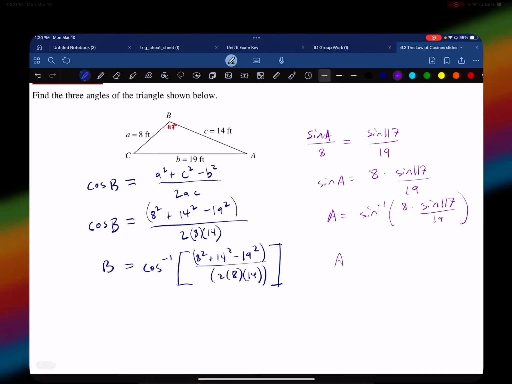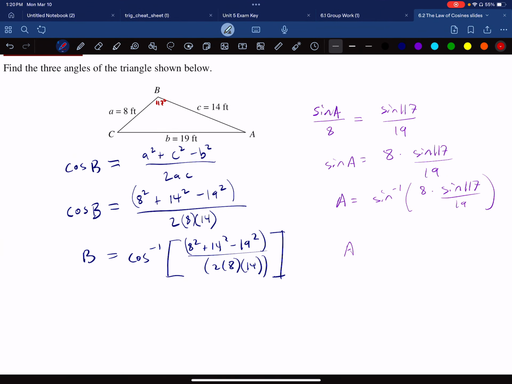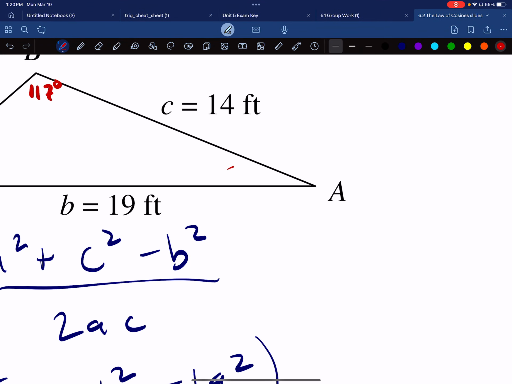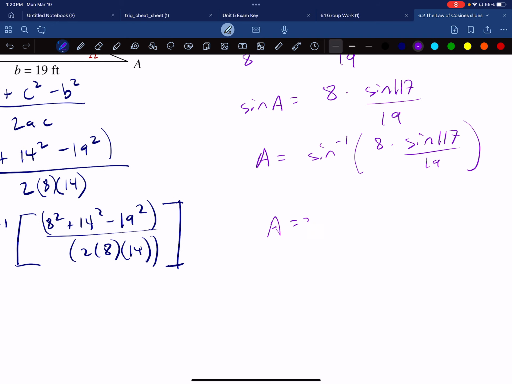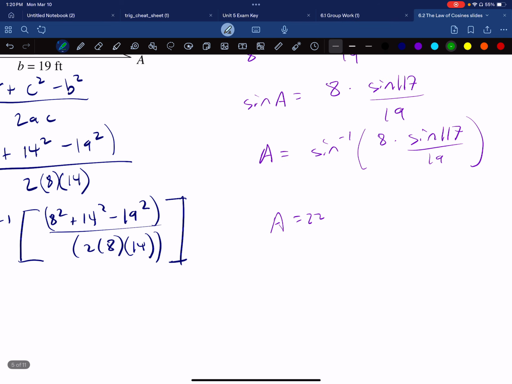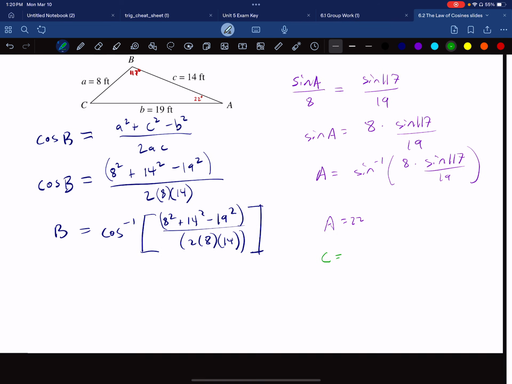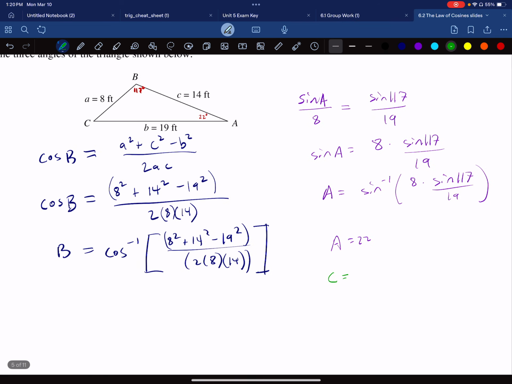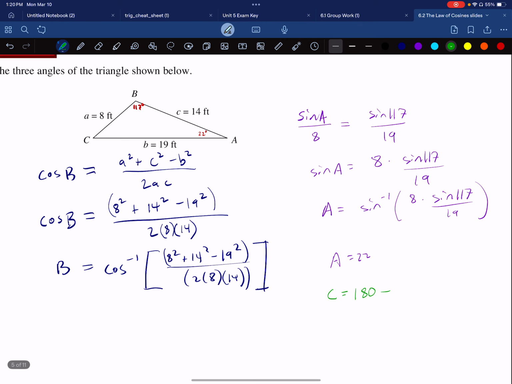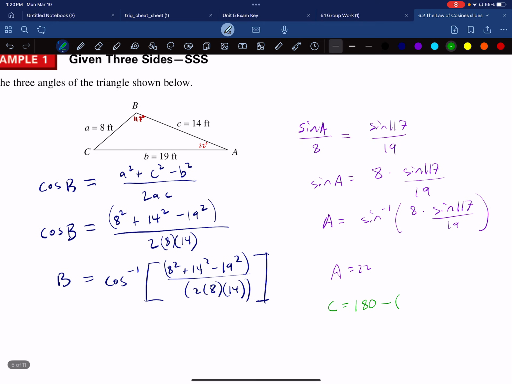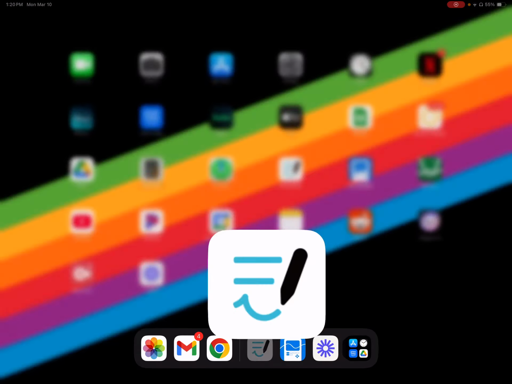And then finally, angle C. Since now we know 2 of the 3 angles, we can just add those and subtract from 180. So 180 minus 117 plus 22.